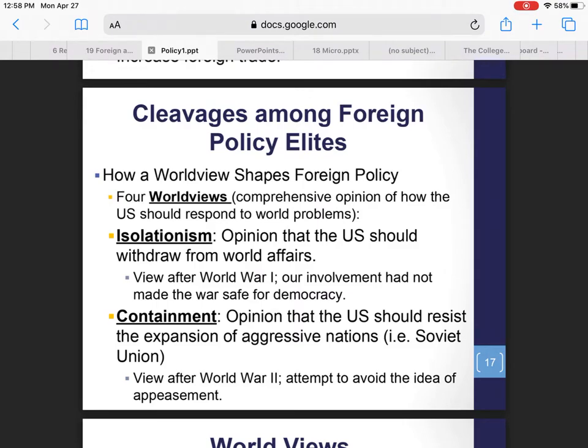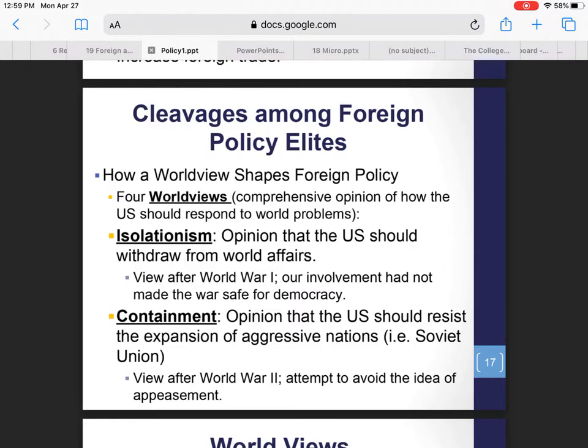The first is called isolationism, and this is essentially our view after World War I. So after the U.S. got involved in the First World War, then things started to return to normal in the United States. Then we had World War II, or the beginnings of World War II, breaking out in Europe. And for a long time, we stayed out of it. We had a view that we should withdraw from world affairs. This wasn't our problem. Let somebody else deal with it.